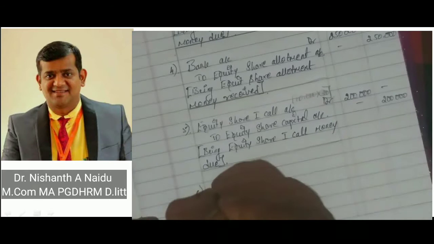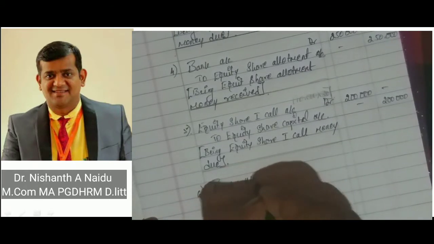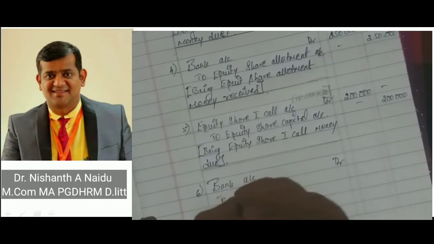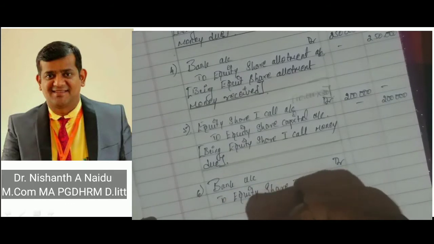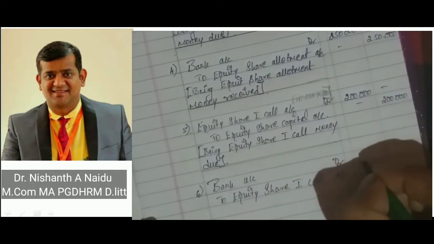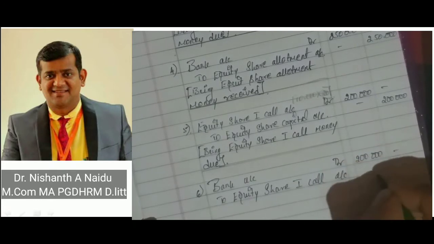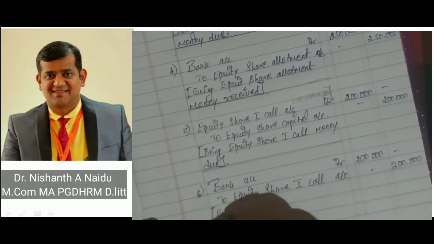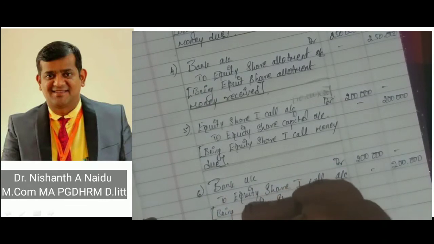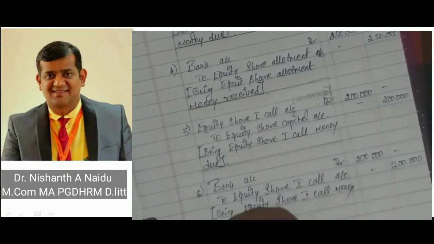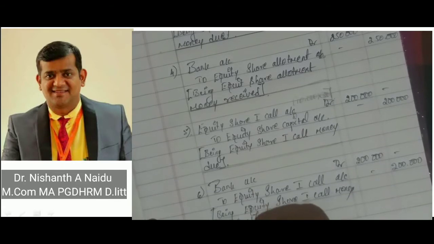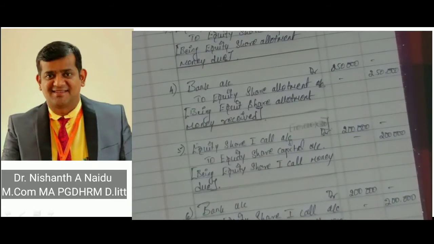So sixth entry, bank account debtor to equity share first call account. So amount column 2 lakh, 2 lakh, being equity share first call money received. So I'm done for the sixth transaction.